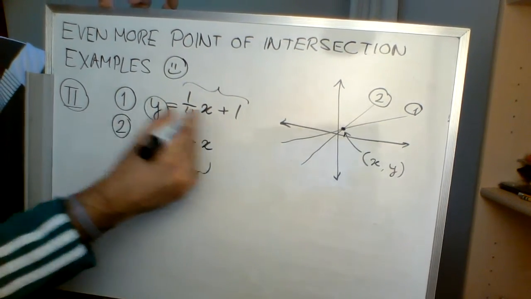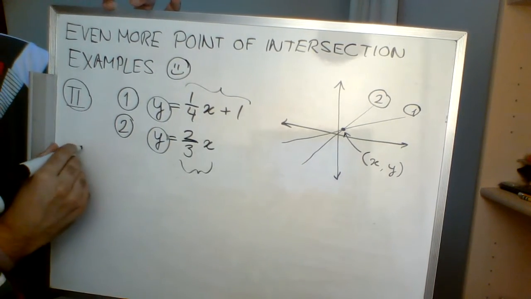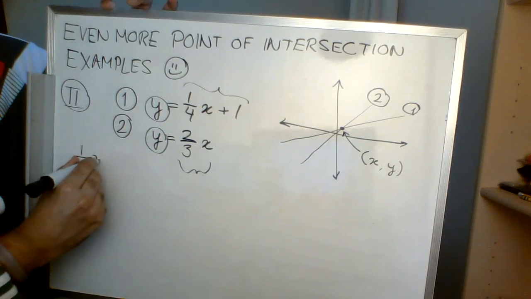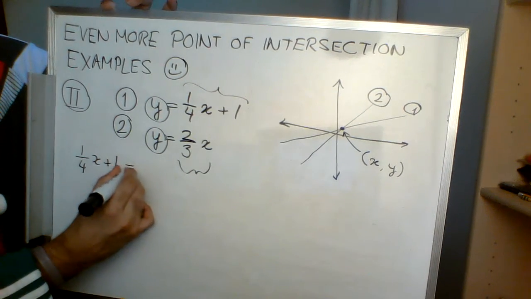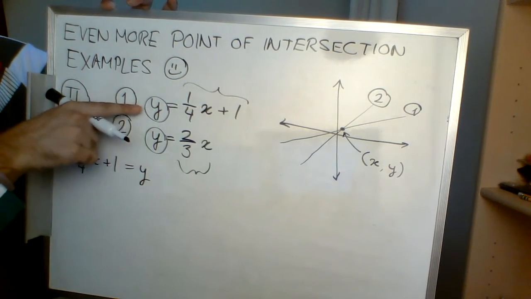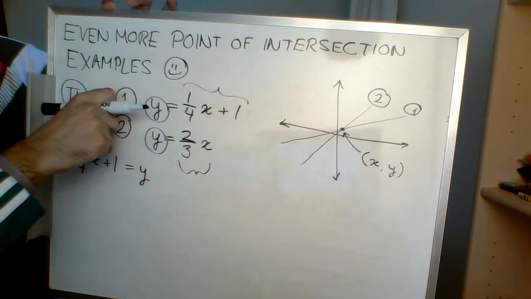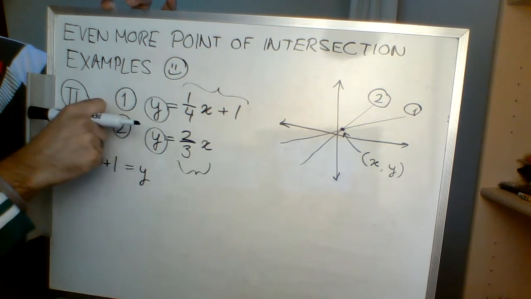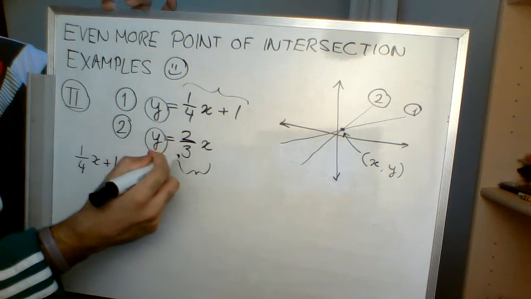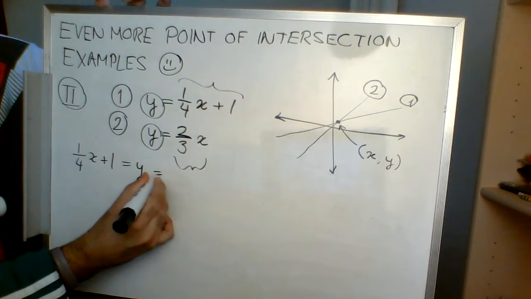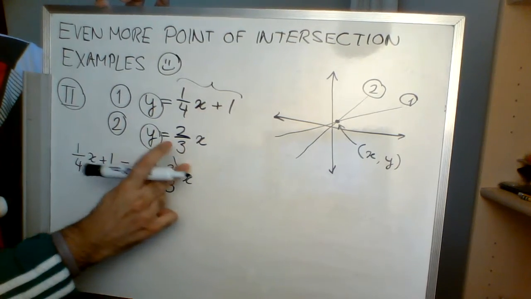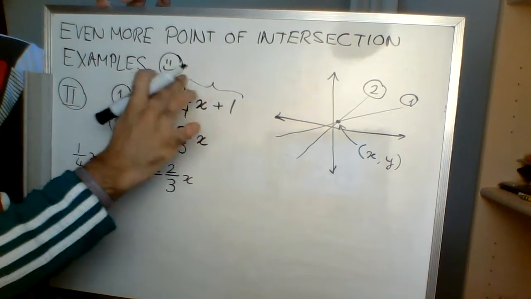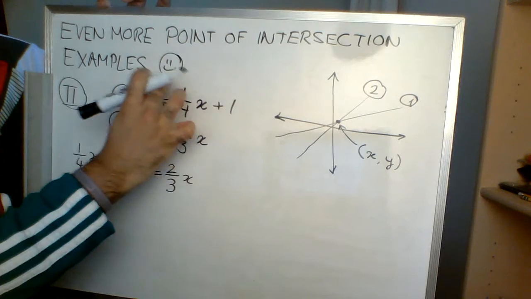So basically what we have is, if we take this first bit, we've got 1/4x plus 1, and that's equal to y, right? We know that from equation 1, but this y is the same as this y, and this one is equal to 2/3 x. So I can say equals 2/3 x, like that. I'm going to get rid of that there, and I'll get rid of that as well, we don't need that.